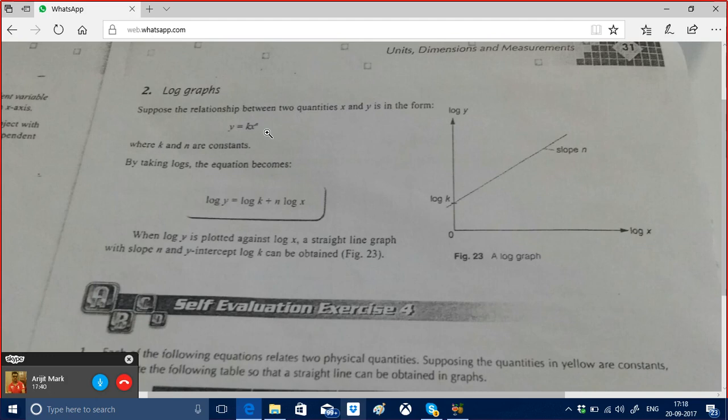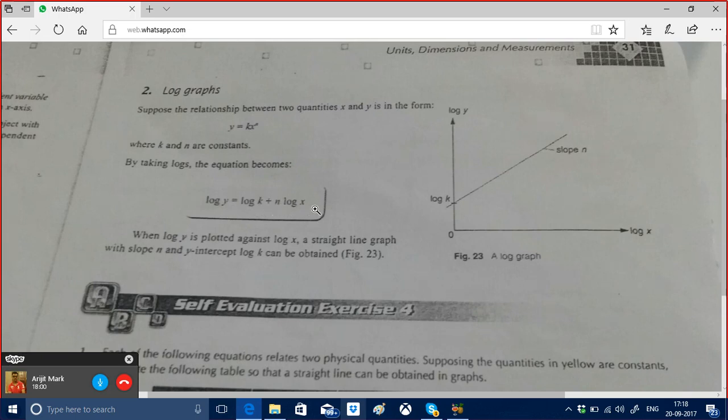Y equals k times x to the power n. Then you can apply log on both sides. So log y equals, since it is a product, log k plus log x to the power n, and then it will be log k plus n log x.